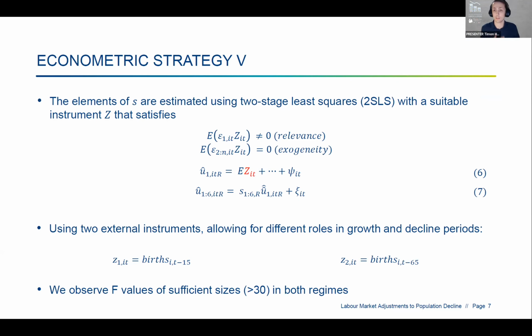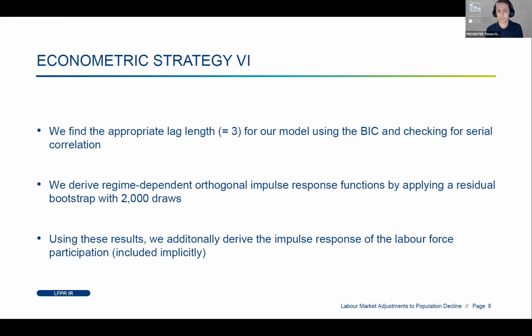We are using basically 2 instruments. One is the birth cohort 15 years ago, the other is the birth cohort 65 years ago. And this is basically inflows and outflows into and from the working age population. And we are allowing for different roles of these instruments for the different regimes. Using this in the first stage regression, we observe F values of sufficient size, so we can continue with our estimation strategy.